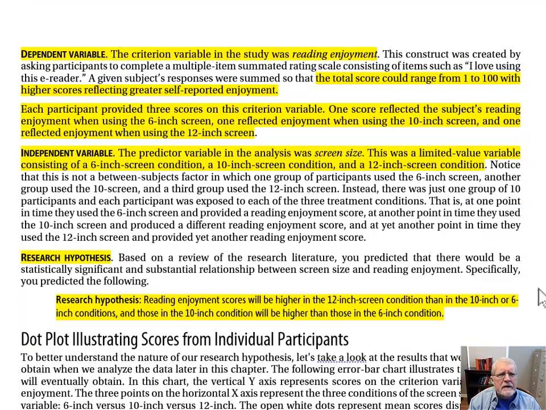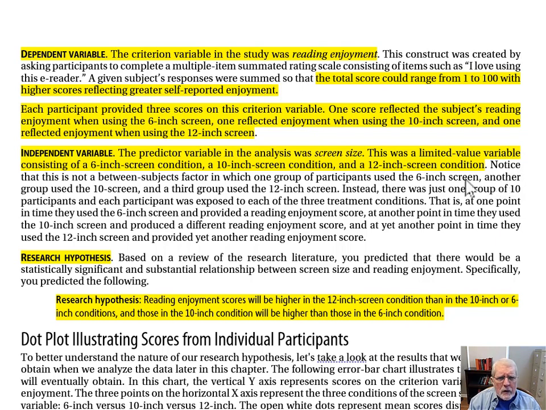I'm on page 3 now, dependent variable. The criterion variable, the dependent variable in the study, was reading enjoyment. Total score on this reading enjoyment scale could range from 1 to 100. Higher scores reflected greater self-reported enjoyment. Each participant provided 3 scores on this criterion variable. One score reflected the subject's reading enjoyment when using the 6-inch screen, one reflected enjoyment when using the 10-inch screen, and one reflected enjoyment when using the 12-inch screen.